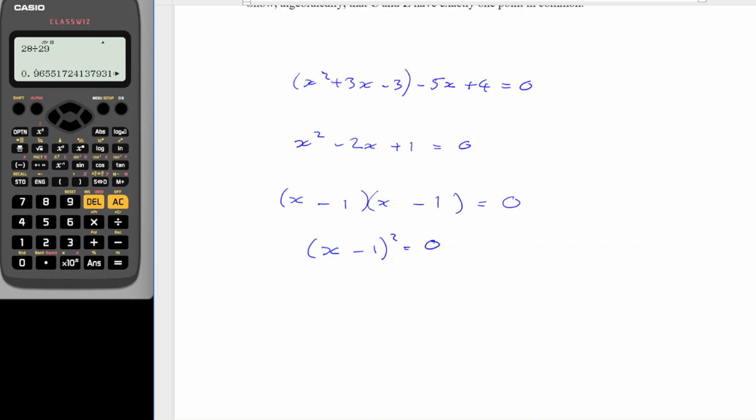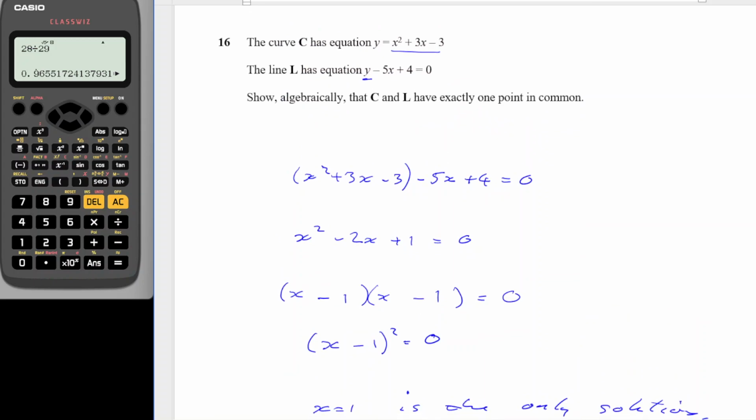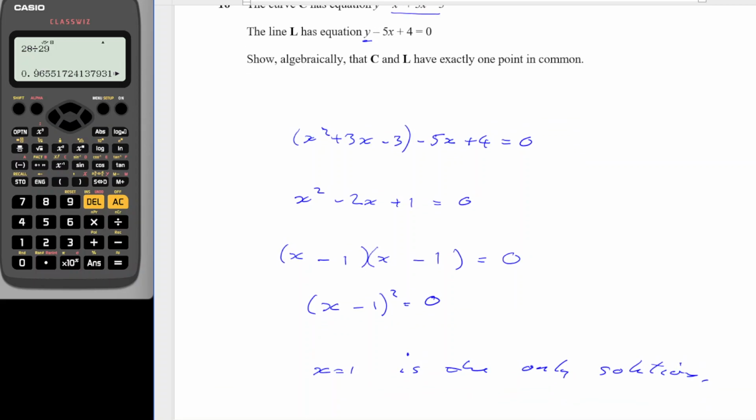So the only way that this can be equal to 0 is when x is equal to 1, which is the only solution. The x would be equal to 1 and y would be equal to, wouldn't particularly matter, but y would be equal to 1 as well, I think.